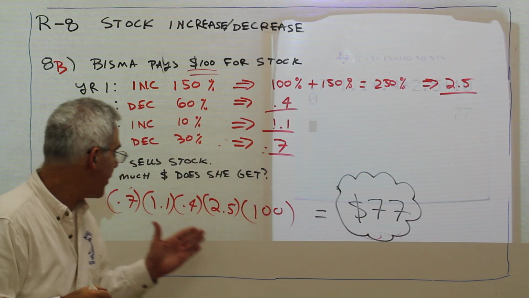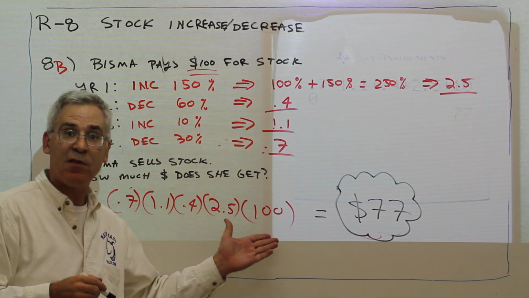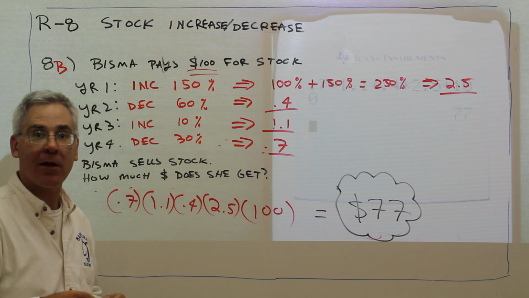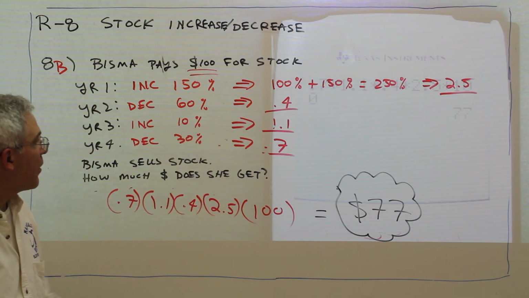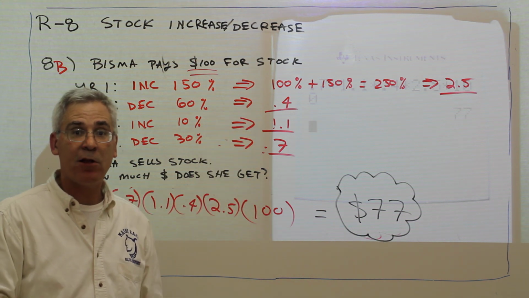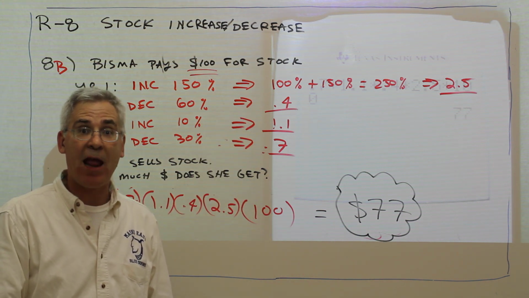Again, keep in mind, the order of multiplication is not important. You could go from left side to right side or the other way, and it does not matter. So once again, that's the answer to the second problem, and that's how to deal with stocks increasing and decreasing.